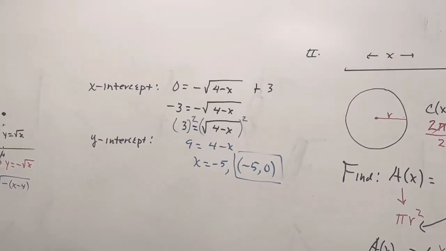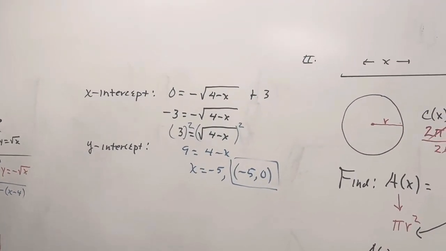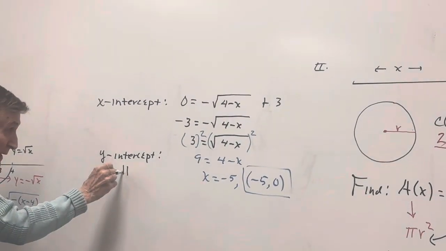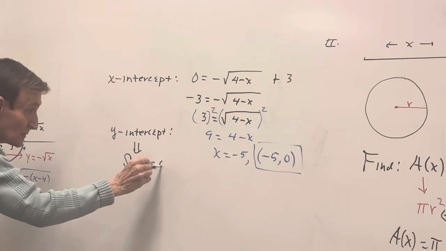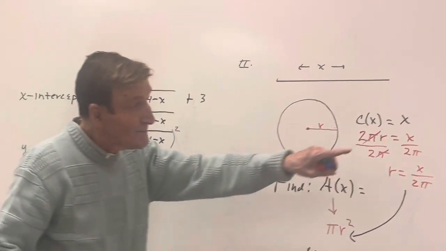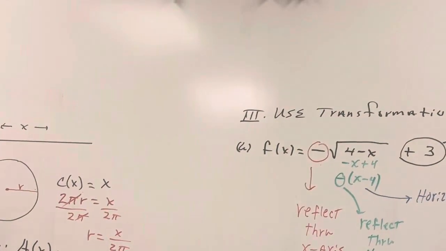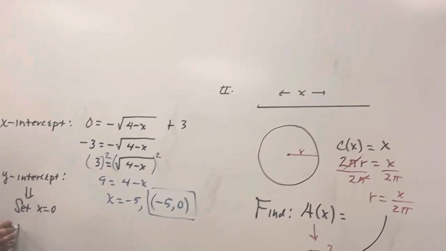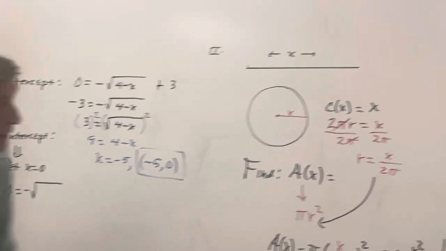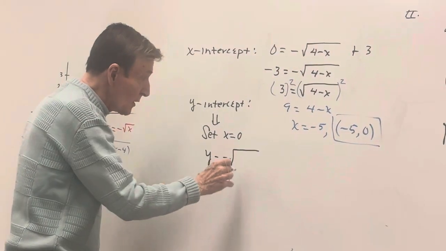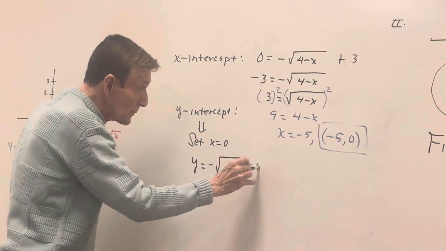Now, besides that, the y-intercept. Well, the fast way to find the y-intercept is to set x equal to 0. That means go back, replace x by 0, and we'll call this y here, y is equal to a negative square root. If I set that x equals 0, I merely end up with a 4 plus 3.